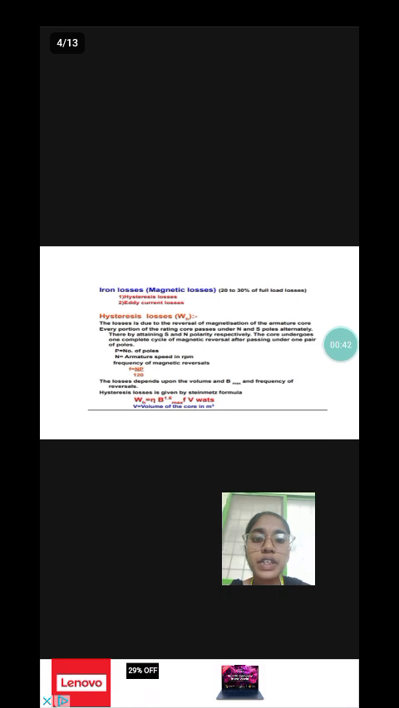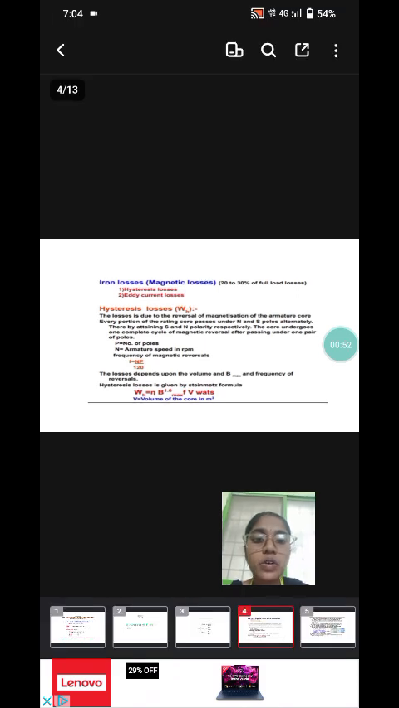Every portion of the rotating core passes under the north pole and then the south pole, alternately. They are at a time south and north polarities respectively. The core undergoes one complete cycle of magnetic reversal after passing under one pair of poles. P is equal to the number of poles. N is equal to the armature speed in RPM. The frequency of magnetic reversal F is equal to NP by 120.